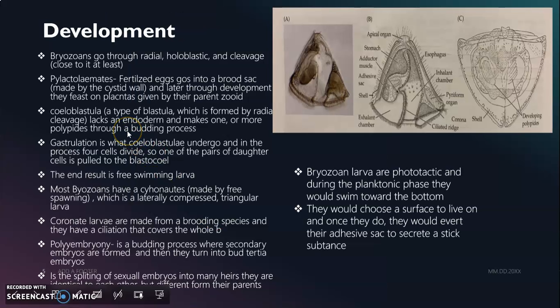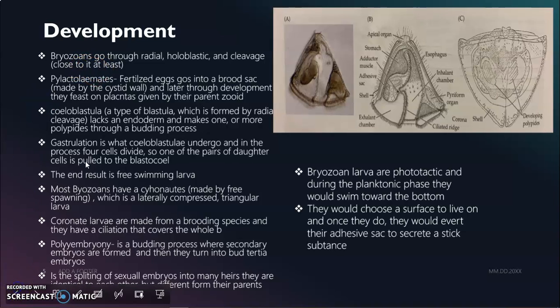Okay, so for development, you know how most organisms go through a cleavage. That's radial cleavage, the holoblastic. And by cleavage, I mean close to it at least. And the phylactolaemates fertilize eggs. It goes into the brood sac, made by the body wall, and later through development, they feed on placentas given by their parent zooid.